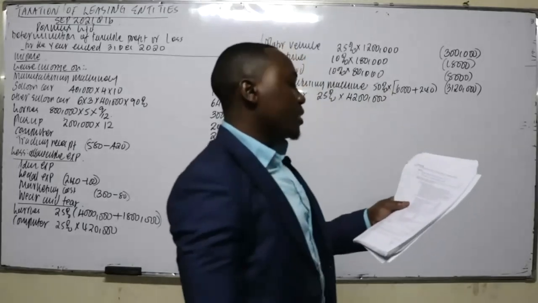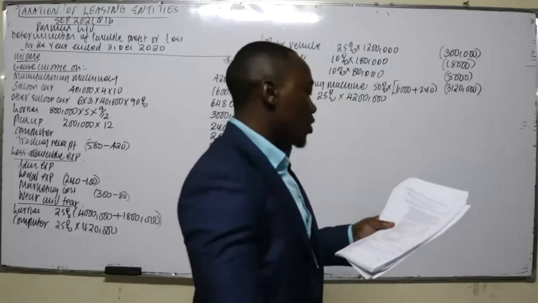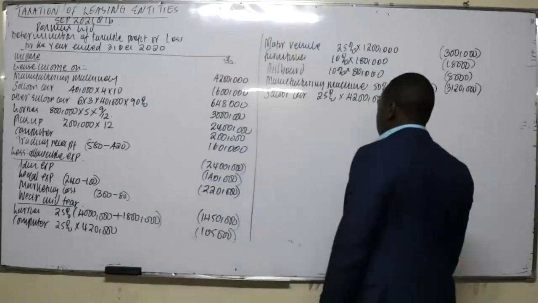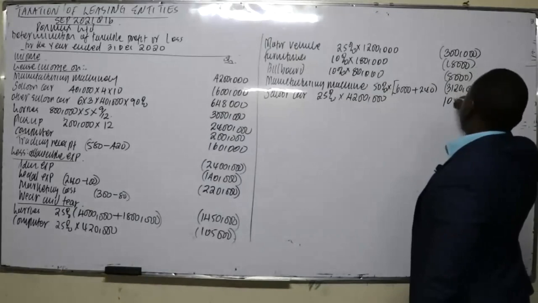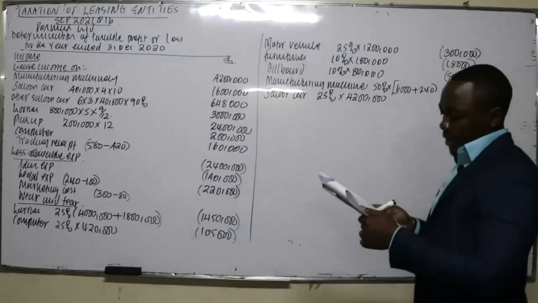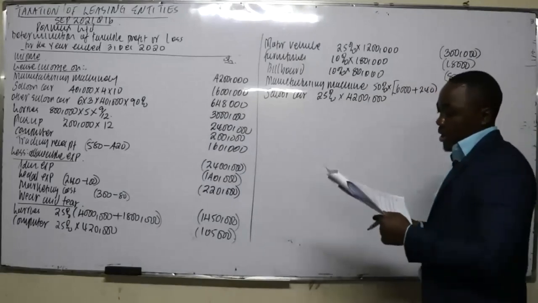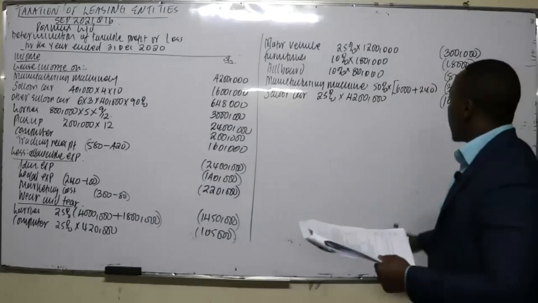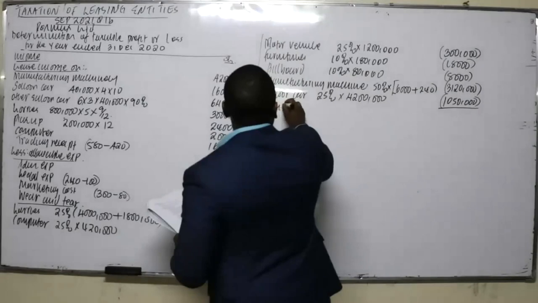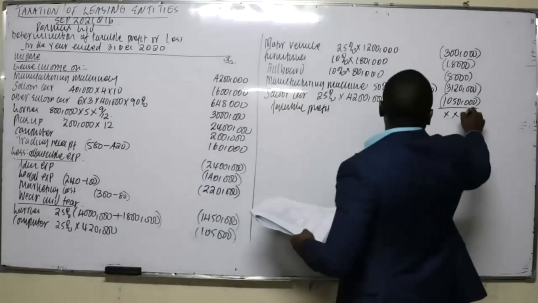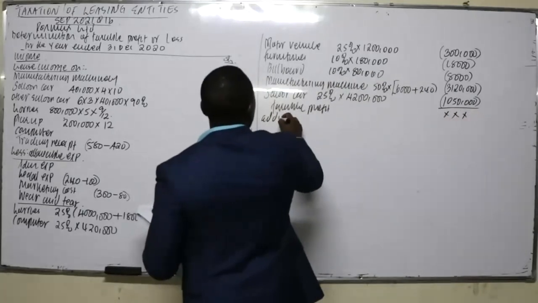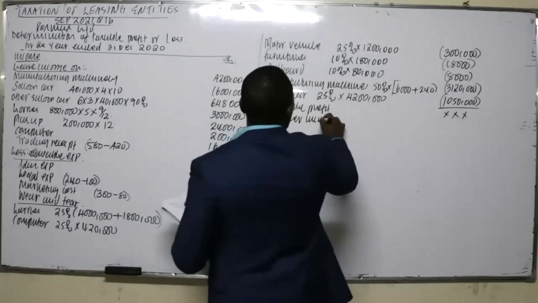Since there were two saloon cars, each should be restricted to a maximum of 3 million. But we are told that each was purchased at 2.1, and you're given that the total is 4.2. That is 21, you get 1050, so 1,050,000. And that's how you get your taxable profit. Once you get your taxable profit, you add other incomes.